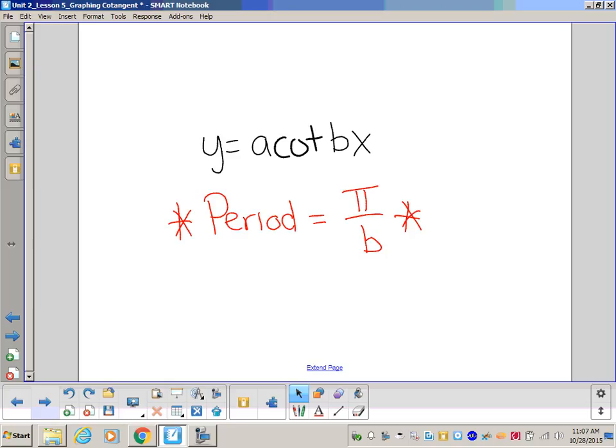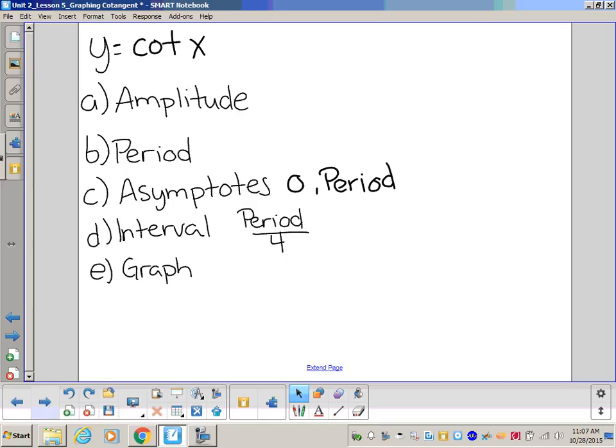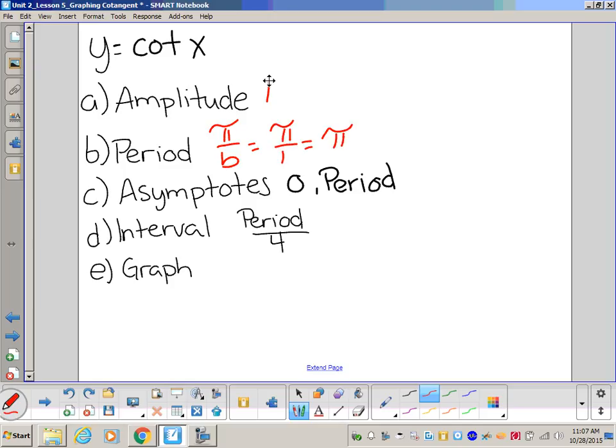So the biggest difference between tangent and cotangent is the location of the asymptotes. So we find the amplitude the same way. We find the period the same way as tangent. The period is pi over b. The asymptote location is going to be the difference. The big difference. Also, cotangent. So for regular cotangent, our amplitude is 1. And the period is pi.